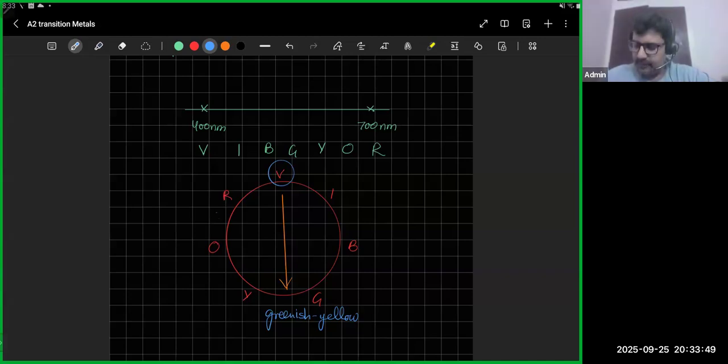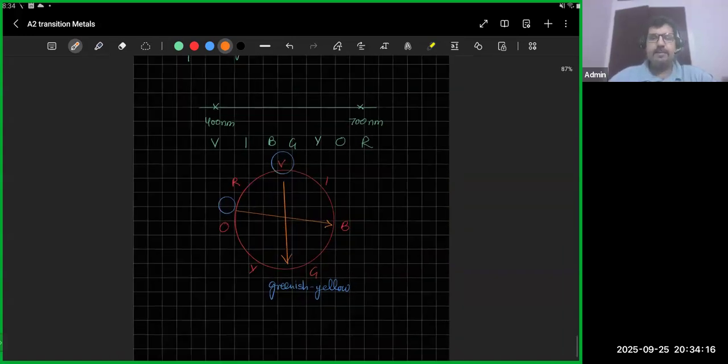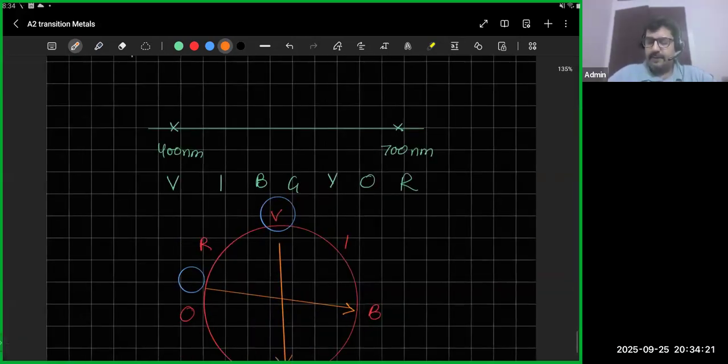Or similarly, if something is absorbing this frequency between orange and red, or reddish orange, what you're going to see is, go all the way across the circle. You're going to see blue. This is how you figure out what the complementary color is going to be. You're going to see all the other frequencies that the complex is not absorbing. You also need to know, on the wavelength scale, which one is violet and what the rest of the frequencies are.